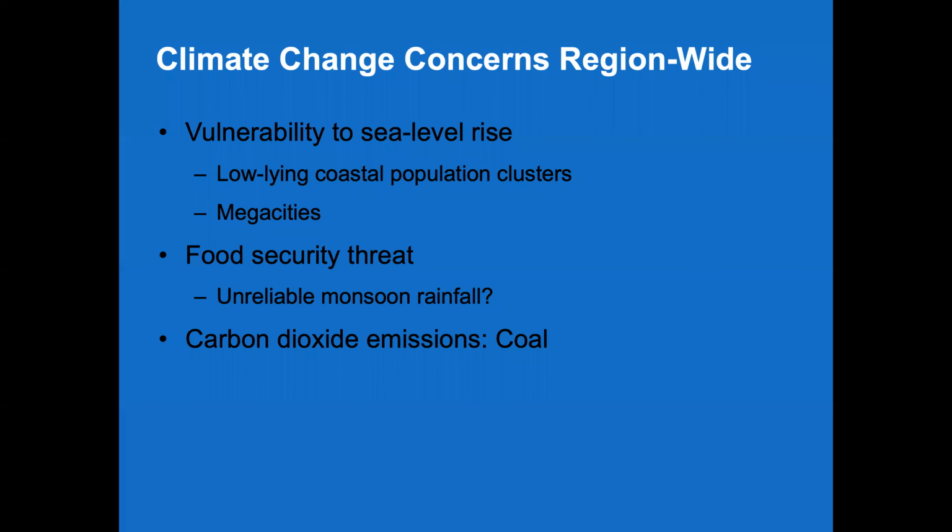Some of the other vulnerabilities, of course, sea level rise, mentioned that already. Food security, what if the monsoon becomes unreliable? Hard to tell.